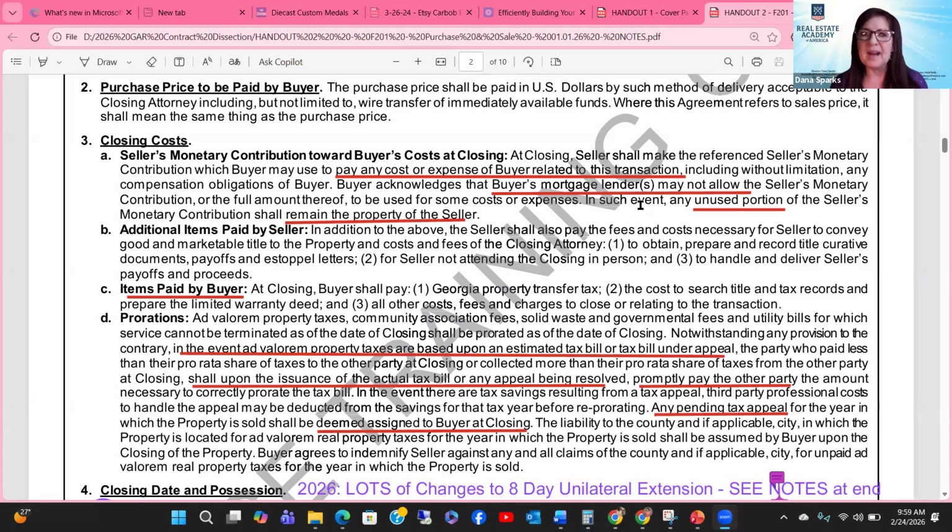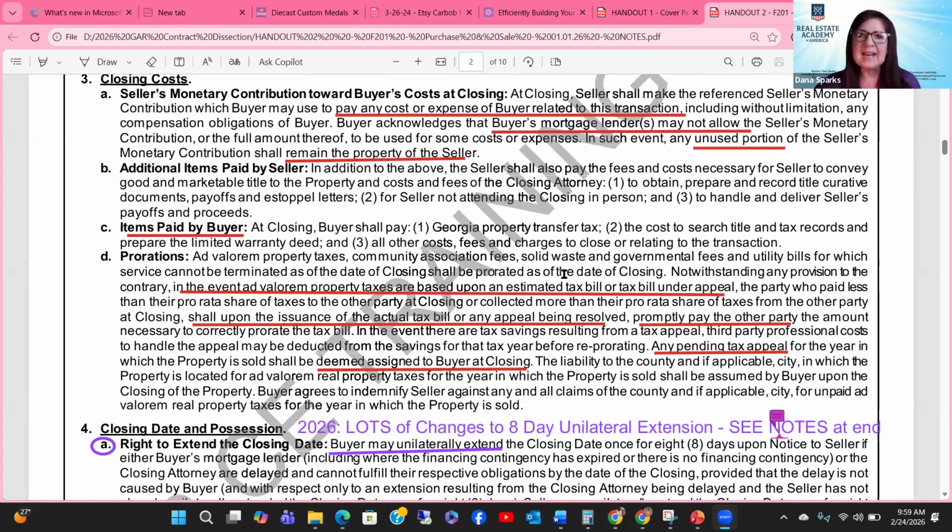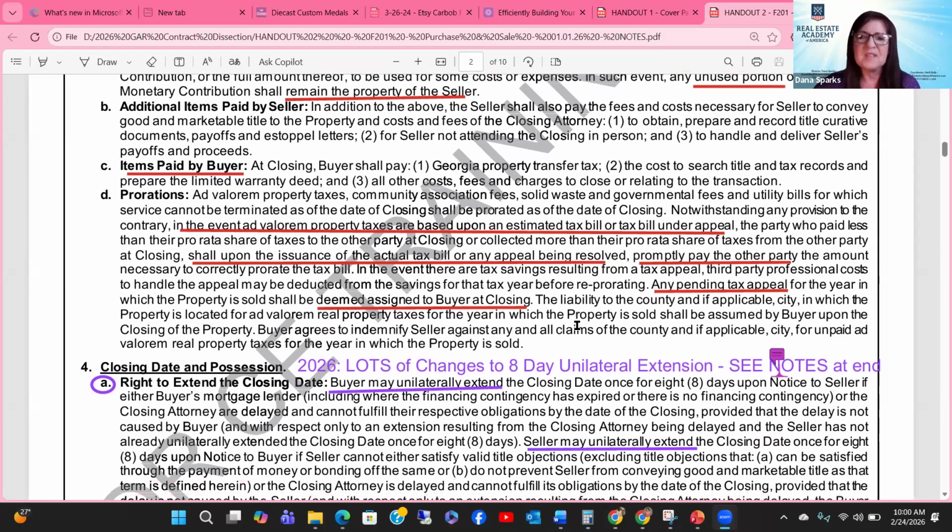And any unused amount that the seller has agreed to contribute towards a buyer goes back to the seller, and that's spelled out there. The seller also will have additional items that they have to pay for at closing. And here's what a buyer is required to pay for at closing. These are buyer side costs: transfer tax, title and tax records, closing attorney costs to do their job, prepare the deeds, and all other fees, costs, charges associated to close this transaction.